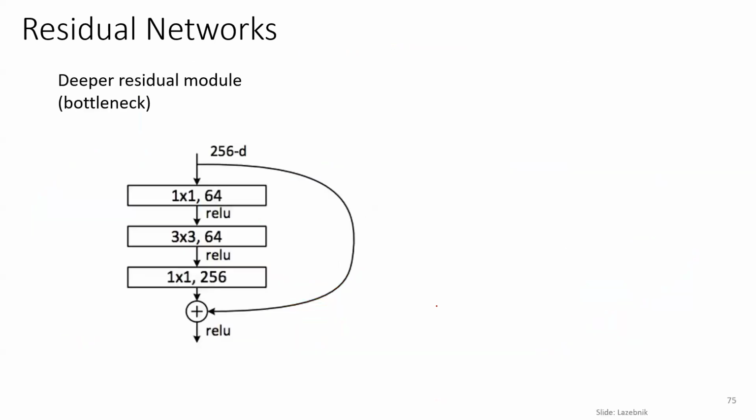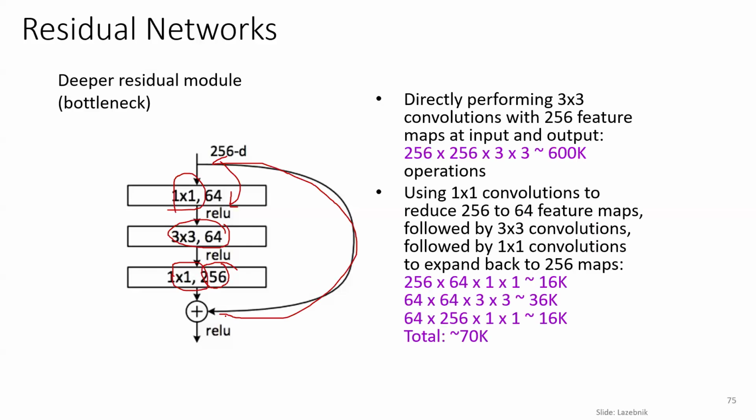If you take this so-called bottleneck layer, you can see the 1 by 1 convolutions here. You have 256 channels that are reduced to 64, and the 3 by 3 convolutions happen on 64 channels. Then you once again expand the number of channels to 256 so that this structure can be added element by element.